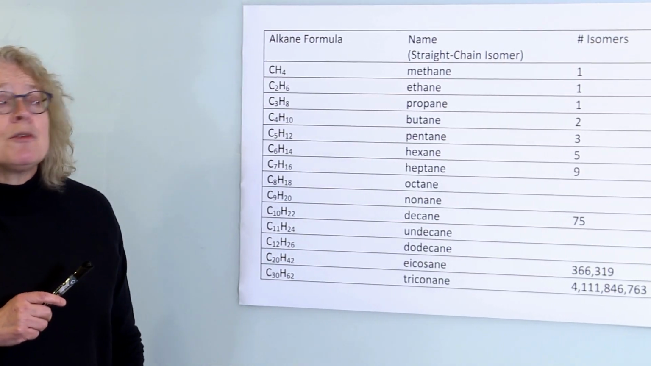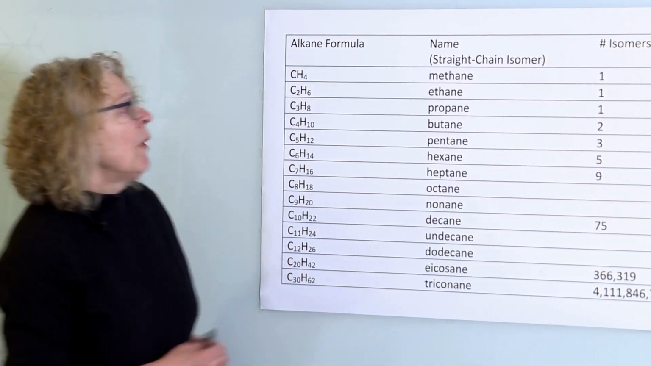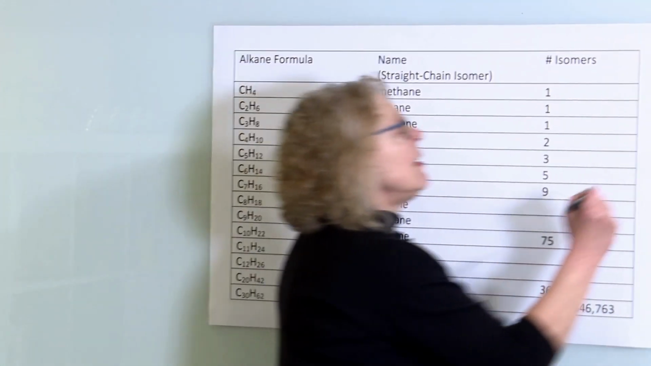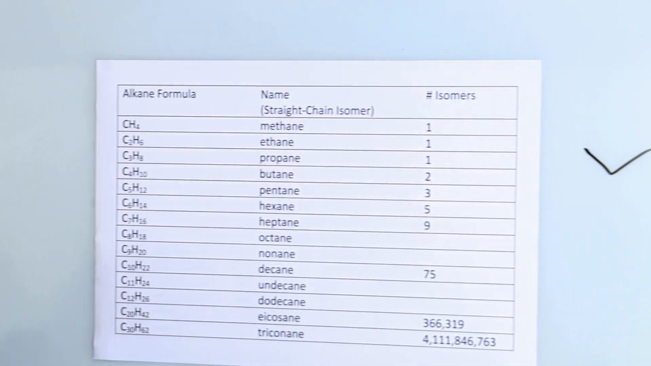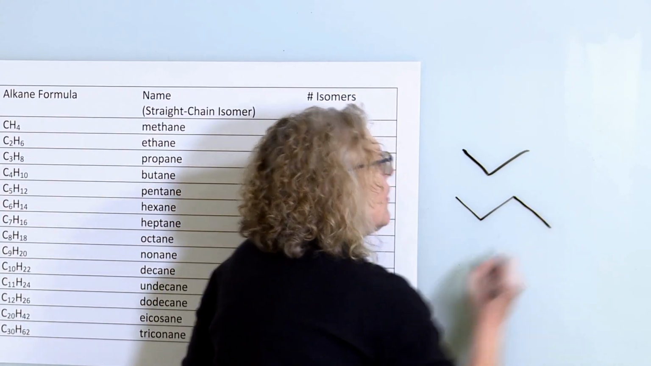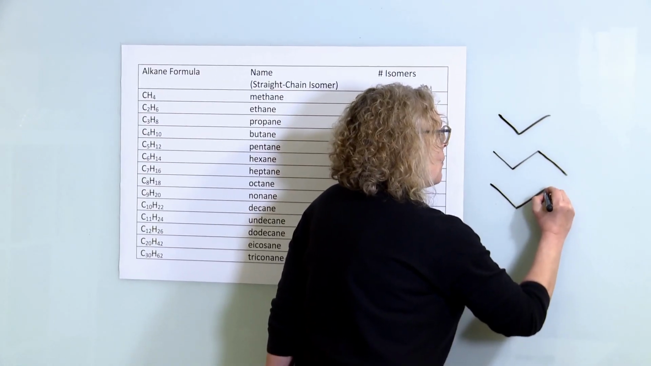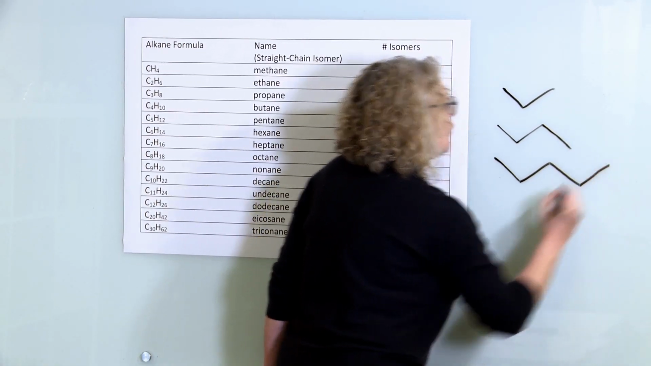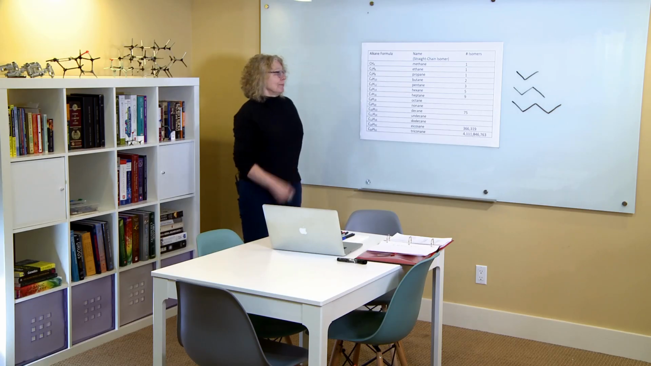The next thing I want to talk about just for a moment is that we're going to be using bond line formulas because it takes too long to put in every single carbon and hydrogen. So for instance, for propane, the bond line formula is a zigzag. This zigzag, butane is this one, and pentane is this compound. So we're going to be using bond line formulas because it's just a lot easier.